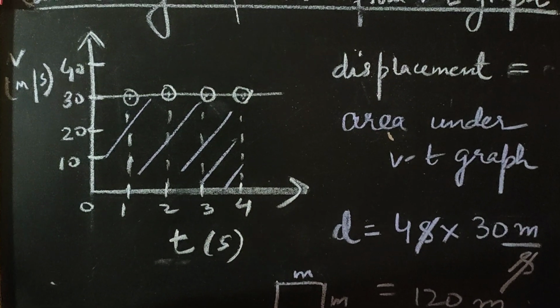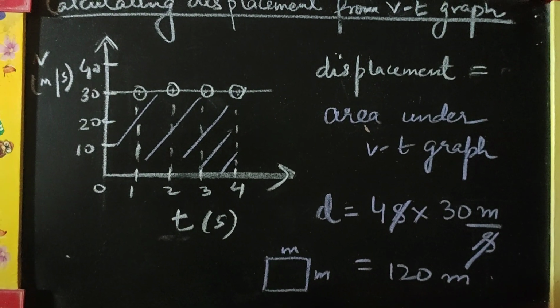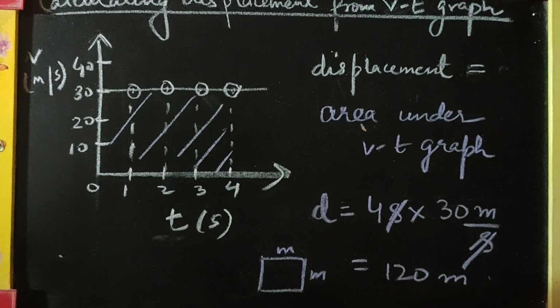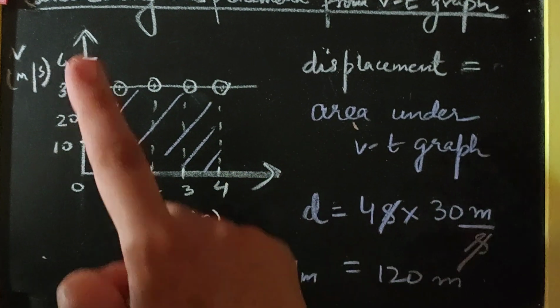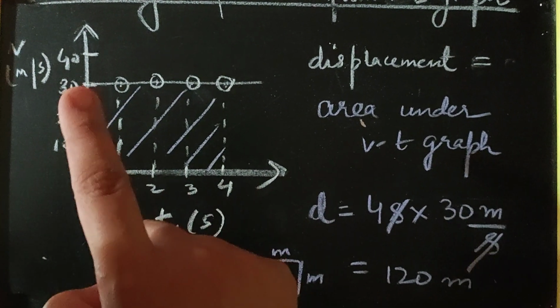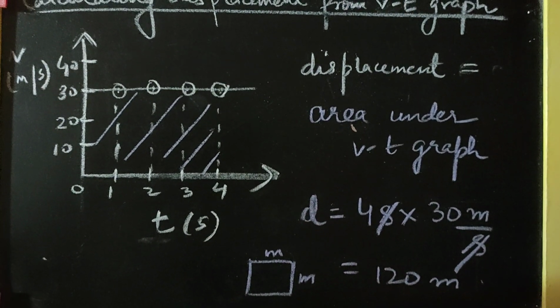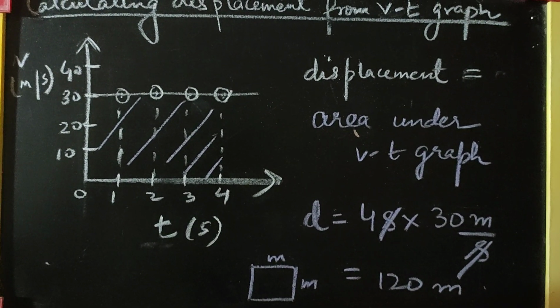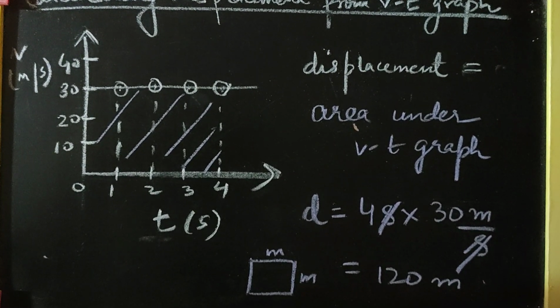So to summarize this discussion, the displacement or the distance traveled can be calculated from a VT graph by the area under the VT graph. This was one simple situation when the object is traveling with constant velocity. We will be considering other situations as well where the object is moving with increasing velocity or decreasing velocity.